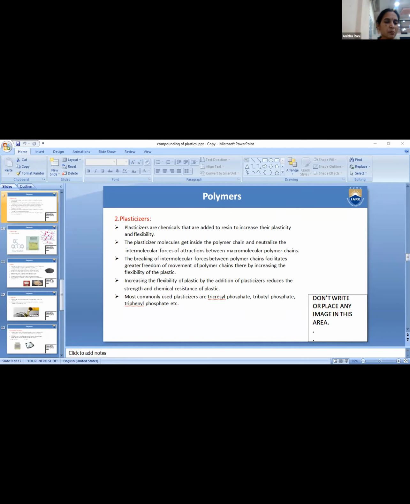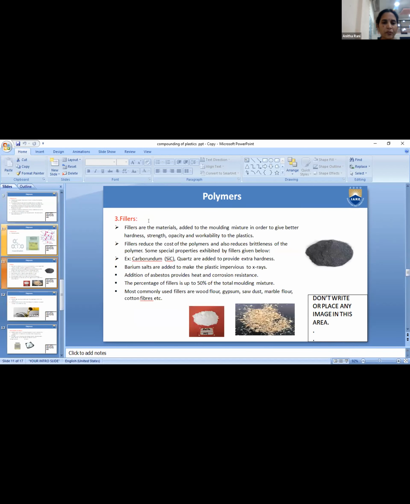So to increase the plasticity and flexibility, we are going to use plasticizers. For example, triglycerol phosphate, triphenyl phosphate, and tributyl phosphate we are using. And next, fillers. Fillers we are adding to the polymer resins to get better hardness to the plastic and to increase the strength, opacity, and a good finishing product, and more workability to the plastics. It will also reduce the brittleness of the polymer.